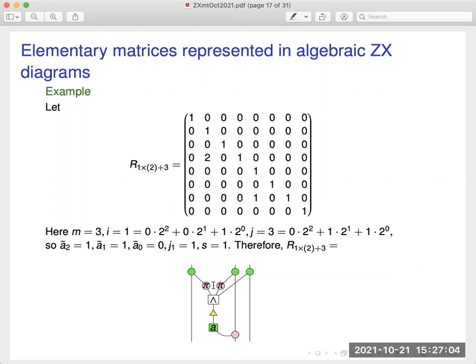This depends on the binary expansion of I, and this depends on the differing binary position, so j is 1. This comes from 0, so it's here. Oh sorry, I forgot to put a 2. This is not A, this is just 2, because now it's times 2. So now you can see this is the diagram for this elementary matrix.